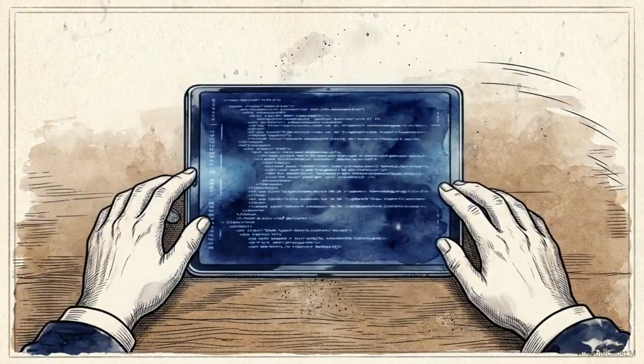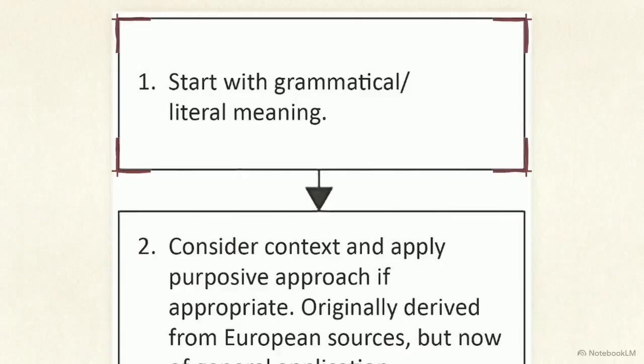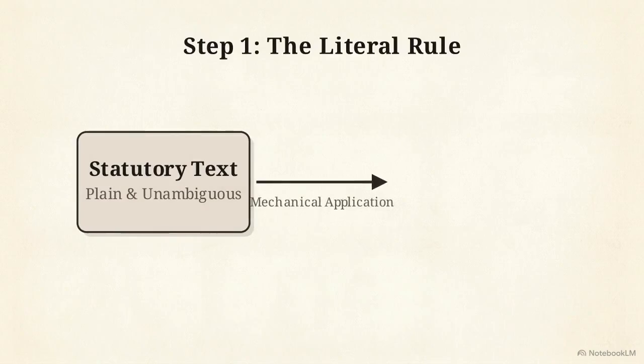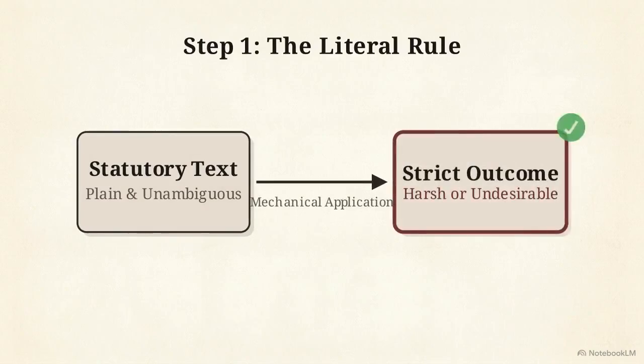a modern objective-oriented law. Step 1 of the algorithm requires judges to start with the grammatical and literal meaning of the words. This is the literal rule. Words are given their plain, ordinary meaning. If the text is clear, the court must apply it, even if the outcome appears harsh or undesirable.